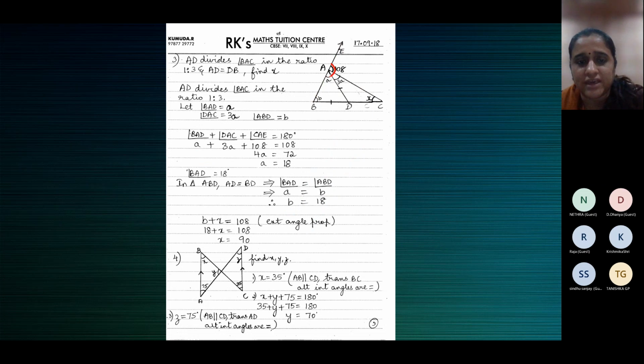So 180 plus 3A plus A is equal to 180. That's what I've written here. Oh, by mistake, I think I've written 108 again here. Sorry, this is not 108, children. By mistake, this is 180.